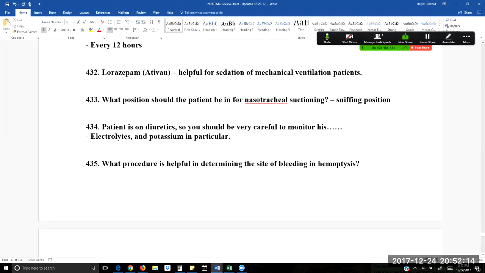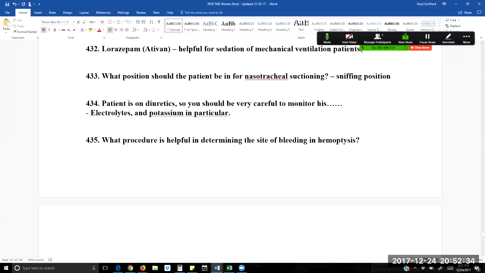What position should the patient be in for nasotracheal suctioning? Definitely the sniffing position. Students are seeing questions where the catheter will not go. They can't get it to go in the trachea. The patient won't cough for them. So that means that the head position is wrong for the patient. So get the patient into sniffing position.